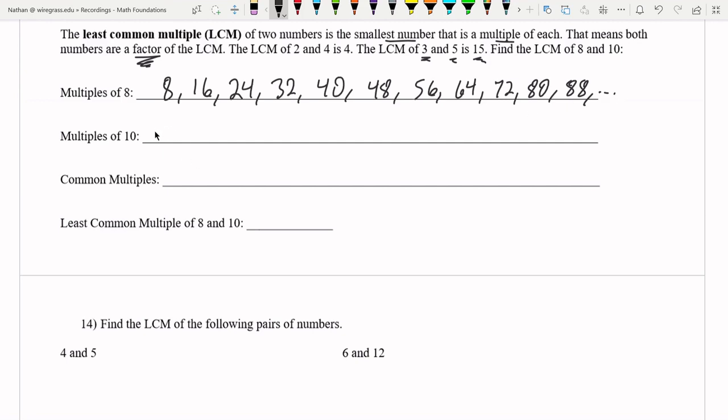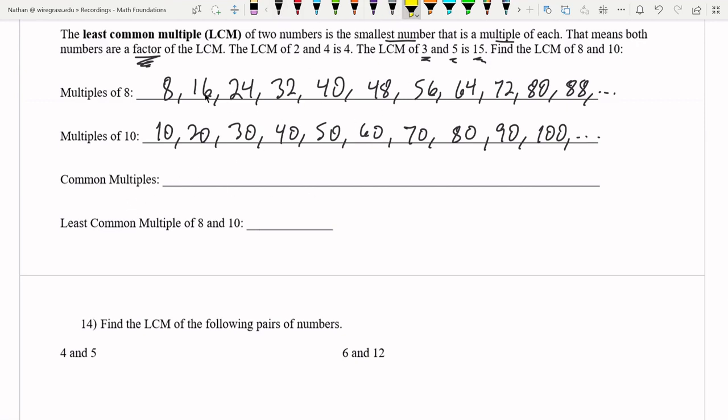For 10, we have 10, 20, 30, 40, 50, 60, 70, 80, 90, 100, and of course it can continue indefinitely. And you can see here, common multiples are those that are the same between these two. We have 40, we have 80, and there's going to be infinitely many of them as well.